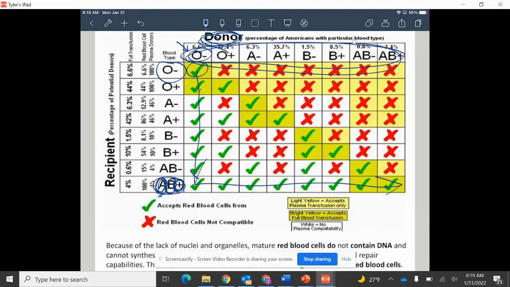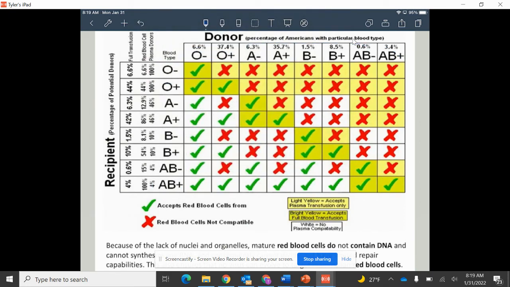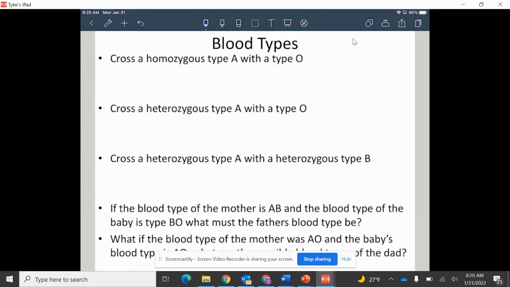Okay? And so make sure that you have some understanding here of who can donate to who, who can receive from who, and also why, right? It all comes down to those little proteins on your blood cells, okay? And the body's either understanding and recognition of those or lack of understanding and recognition of those, okay? So that's where I want to end the video. Oh, I think I actually do want to go through a couple examples.